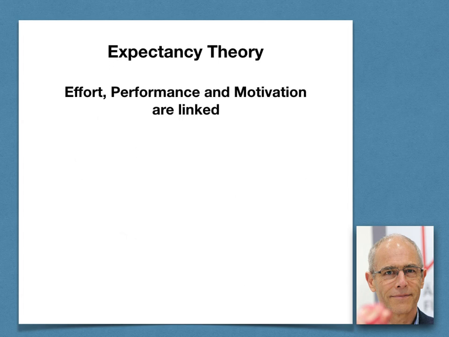Vroom realized that an employee's performance is based on individual factors such as personality, skills, knowledge, experience, and abilities. He stated that effort, performance, and motivation are linked in a person's motivation. He uses the variables expectancy, instrumentality, and valence to account for this.